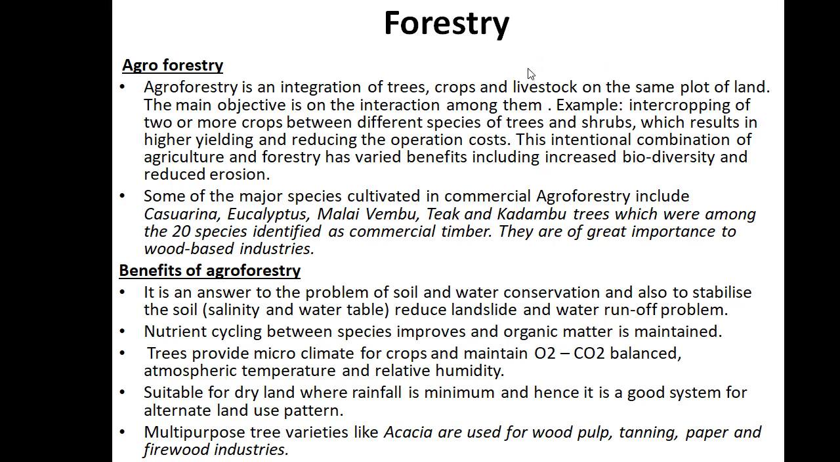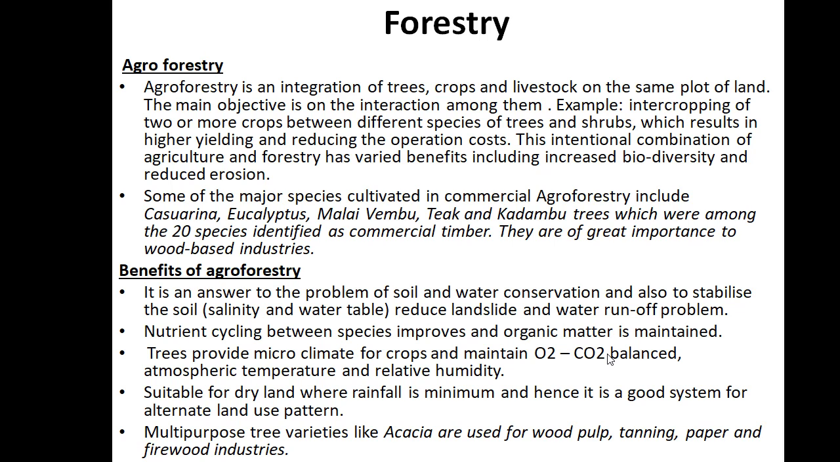Okay, and nutrient cycling between the species improves and organic matter is maintained. So nutrient cycling takes place between the animals and plants of the agroforestry. Trees provide the microclimate for the crops and maintain the oxygen and carbon dioxide balance. So these gases will be maintained by the microclimate produced by the trees for the crops. Atmospheric temperature and relative humidity are also maintained.